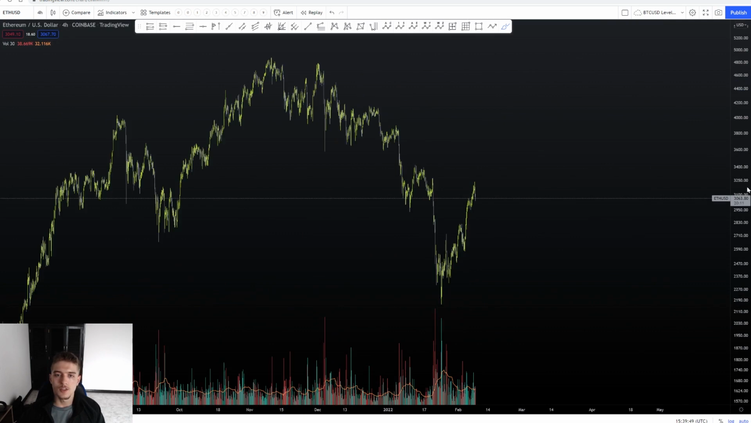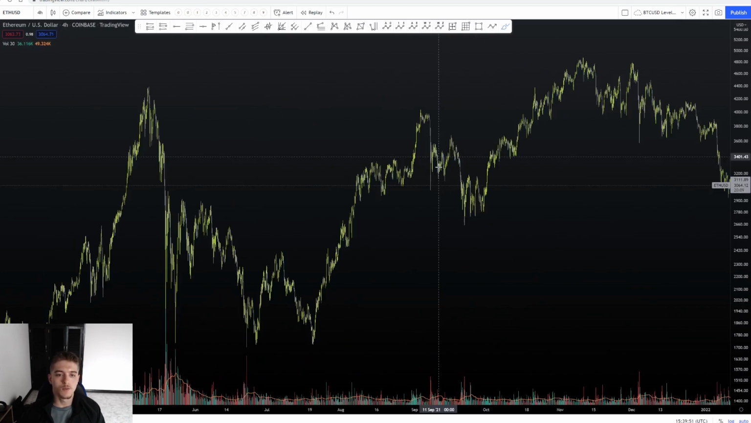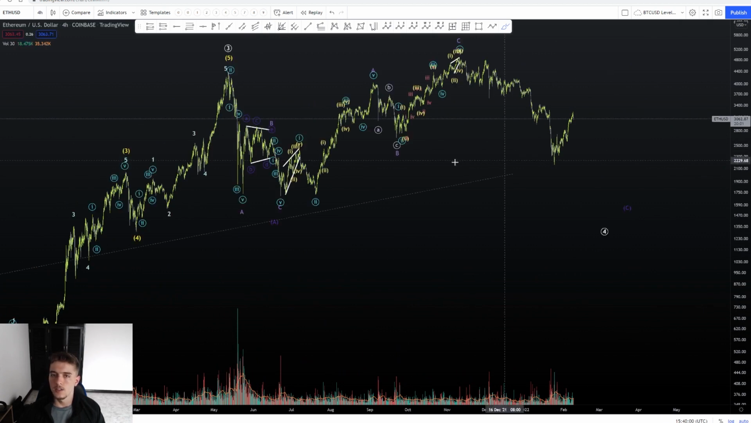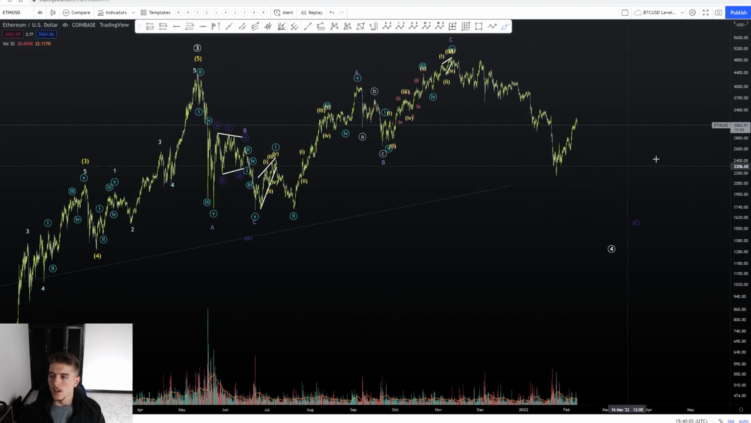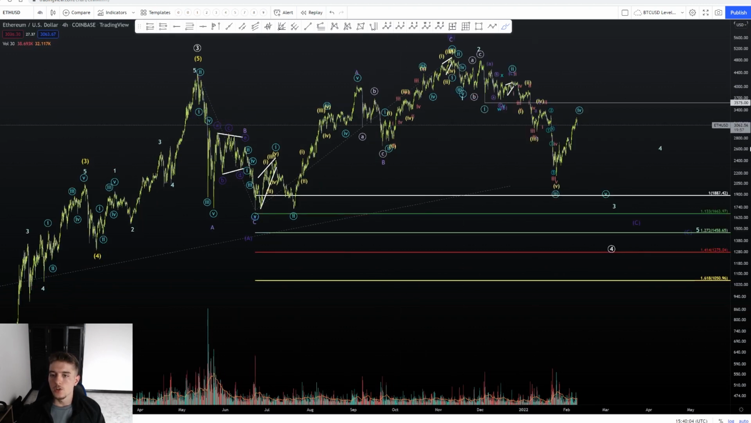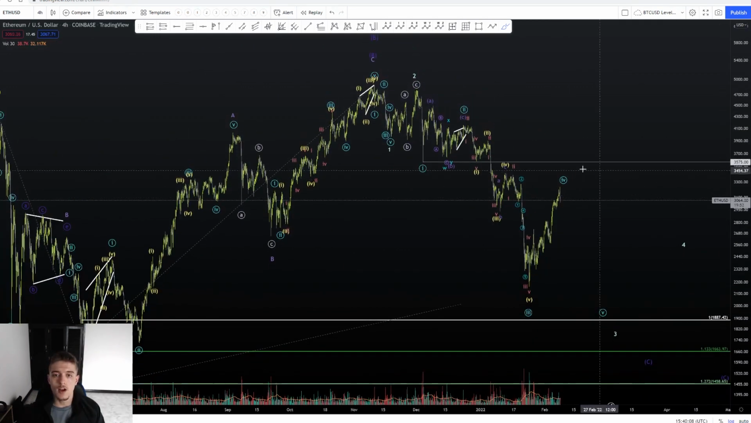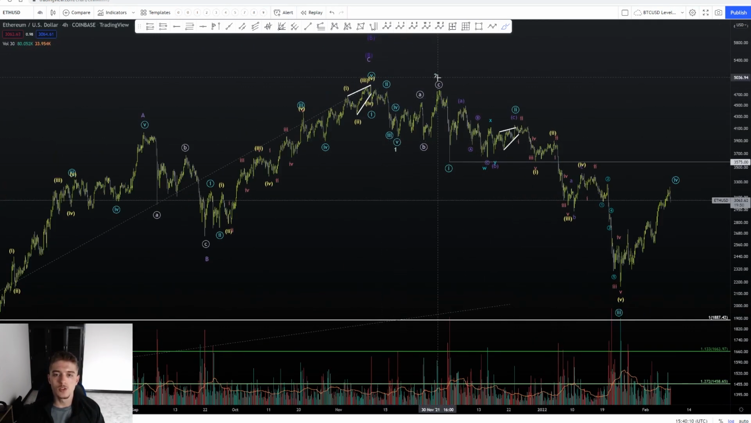So assuming this is a 3, 3, 5 for an A, B, C flat, then I'm going to show you guys the macro count once more and the subdivisions to give you more context. And then the first flat count we could show is this one right here. This is the one that I was going over in the last video on Ethereum. So this would be a wave 1, 2.